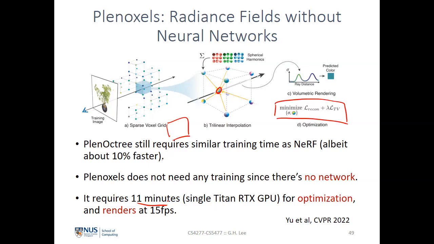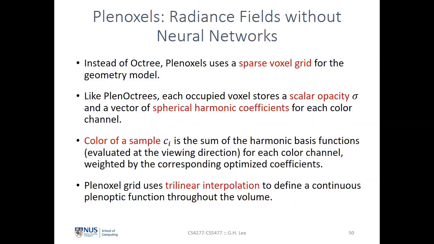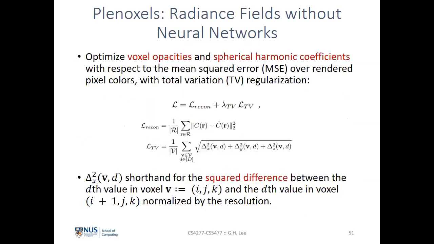It's so fast. For those who are doing robotics, we always say something is running in real time when it's more than or equal to 13 frames per second. So this is 15 frames per second. It's really amazing, and it takes 11 minutes to optimize. Here's the total variation and the reconstruction error. The reconstruction error is basically the same thing.